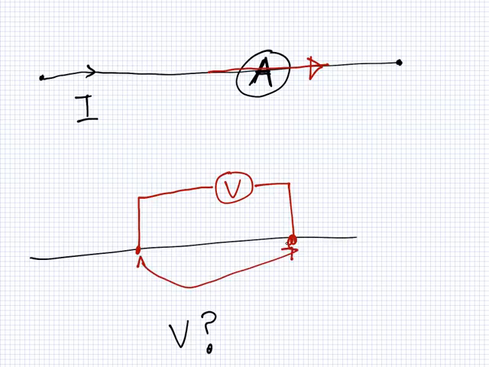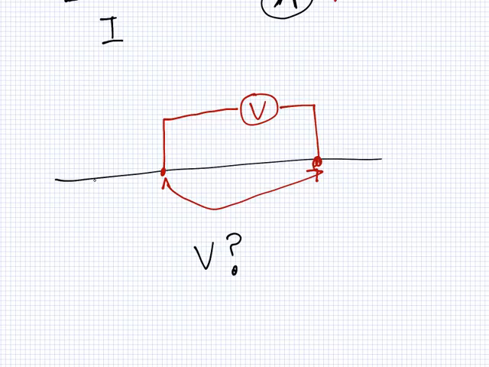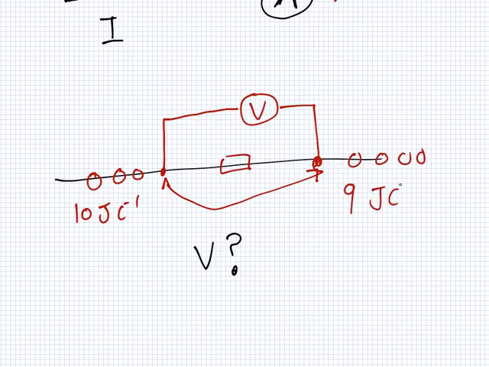Now please listen, Mahmood. The voltmeter only tells you the difference. For example, imagine that these coulombs have 10 joules per coulomb, and here these coulombs have, let's say, 9 joules per coulomb. The voltmeter will display 1 volt. It tells you how much is lost or gained. From the 10 joules to the 9, it will be lost 1. That's all it can tell you.